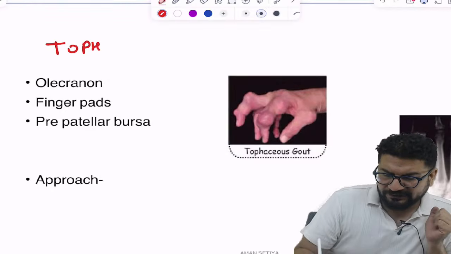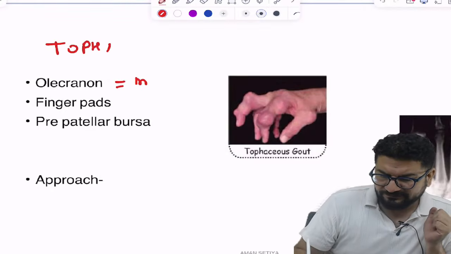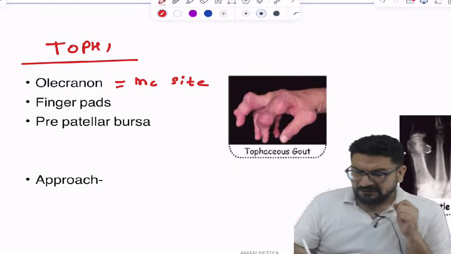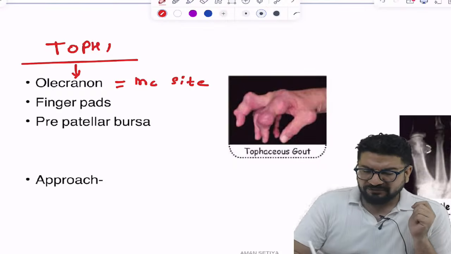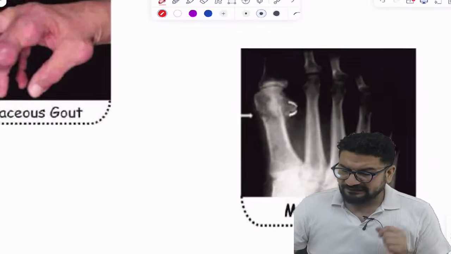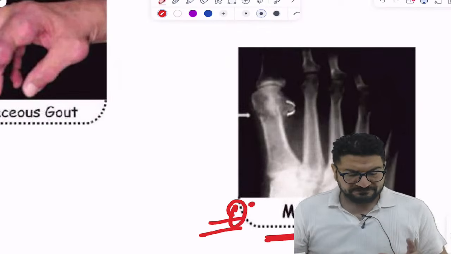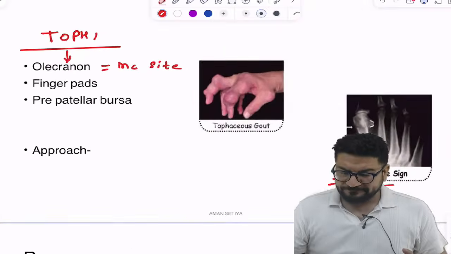You can see this tophi, and the most common site of tophi will be olecranon. It can be in the finger pad, but most common will be olecranon. Then in gout you can see this sign. This sign is called Martel sign, or G sign. It is seen in gout patient.